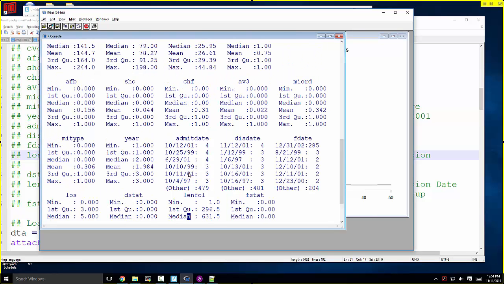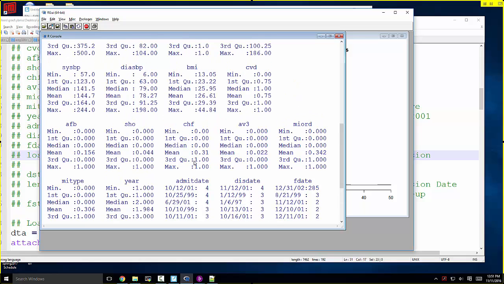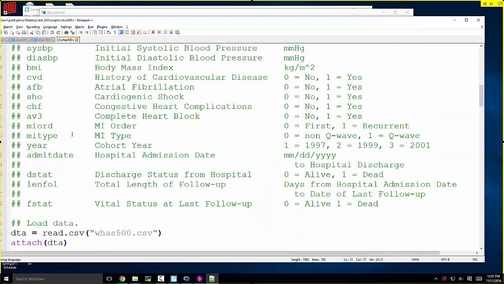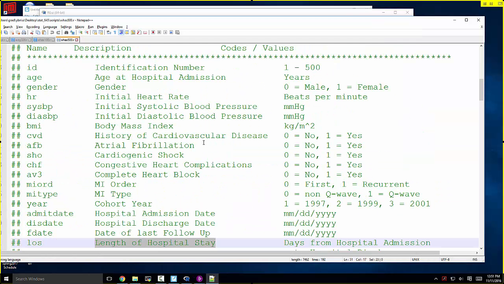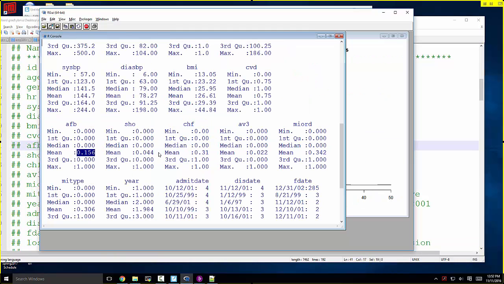Okay, what else do we have? These variables are all binary. So the mean is actually a proportion. Proportion of our subjects who had AFB, which is atrial fibrillation. Proportion who had SHO, CHF. Some of these are very rare.